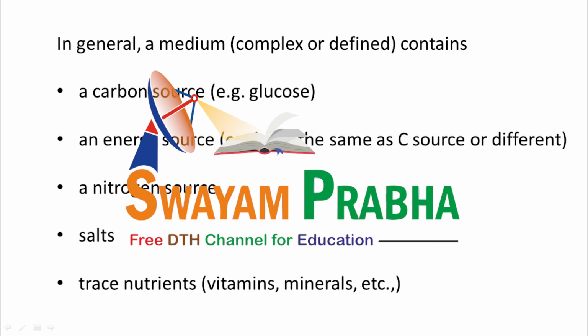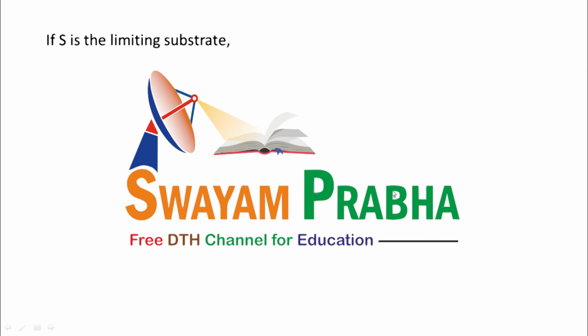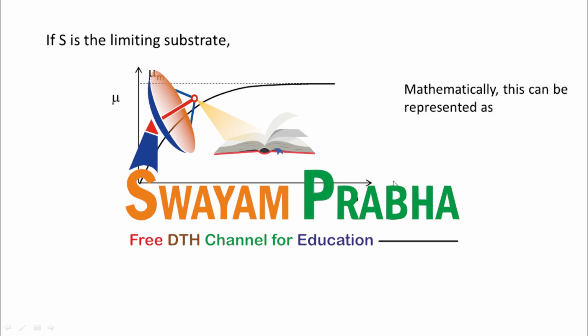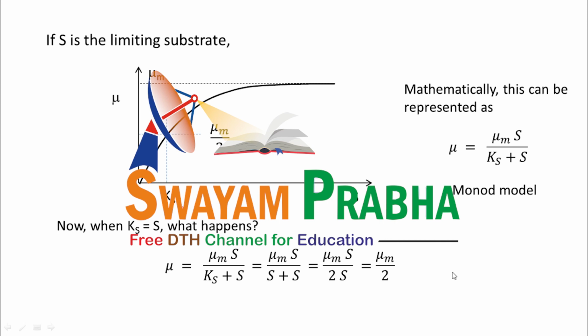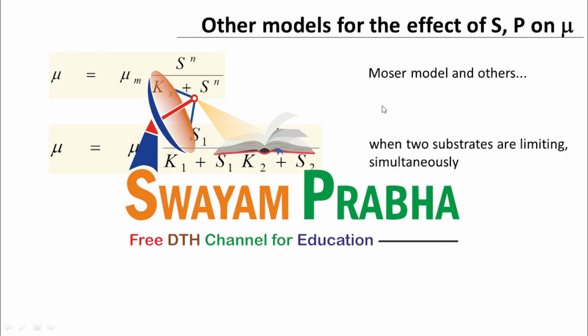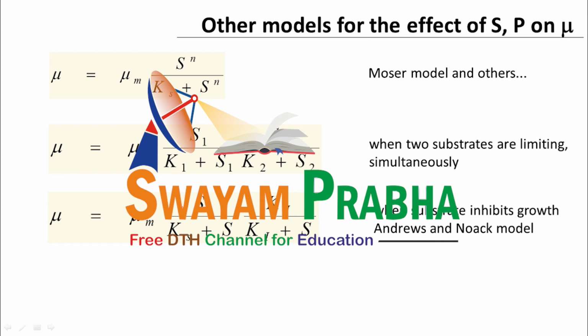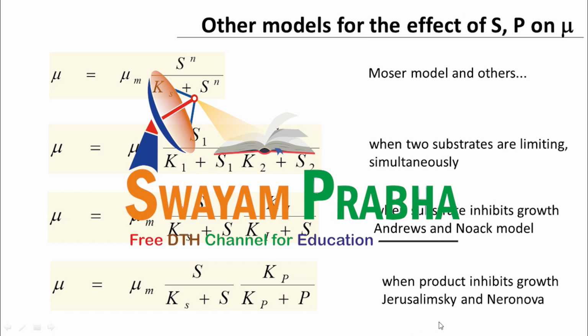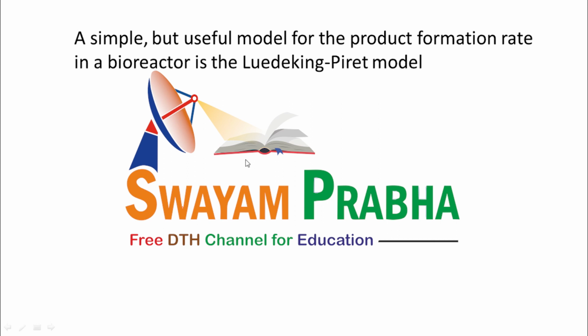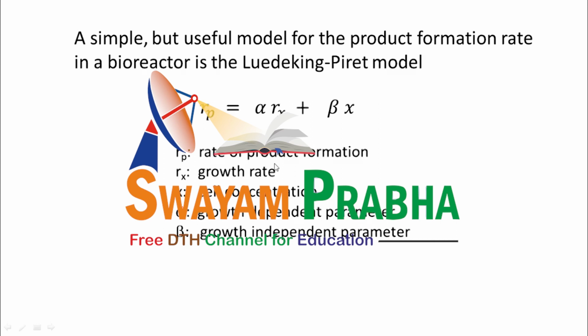Then we said substrates are converted to products, and then we looked at some important concepts such as a limiting substrate, and its relationship to specific growth rate, or the dependence of specific growth rate on the substrate concentration, which is given by the Monod model. And then we said there are other models available also, such as the Moser model, the Andrews and Noack model, or the model that gives the limitation of two substrates simultaneously, or Jerusalimsky and Neronova, which looks at the product inhibition. Then we looked at a model for product formation kinetics in the bioreactor, the Luedeking-Piret model.